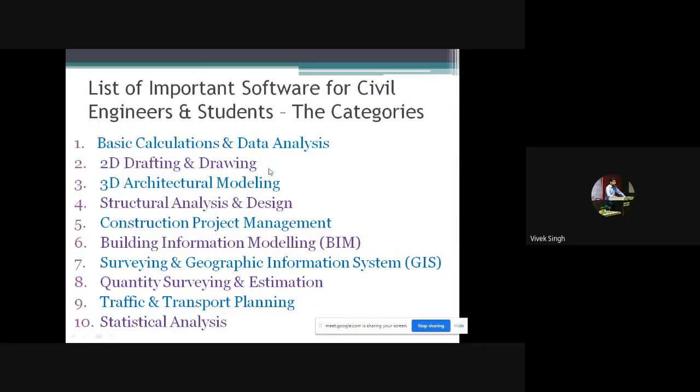And then students should learn 2D drafting and drawing. Then after they have learned the 2D drafting part, they should think of 3D modeling, how to model these plans in 3D. So they should move to 3D architectural modeling, that's it, not the structural modeling. Then the next is structural analysis and design.